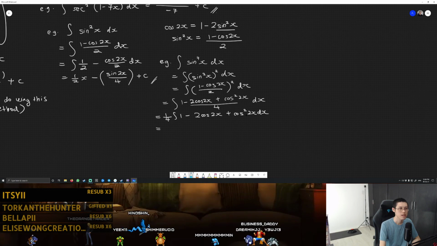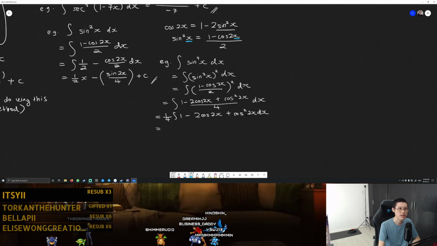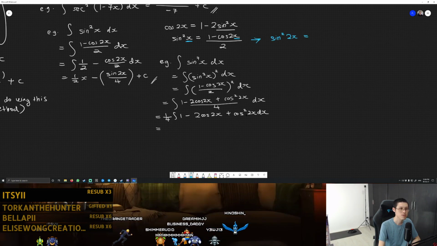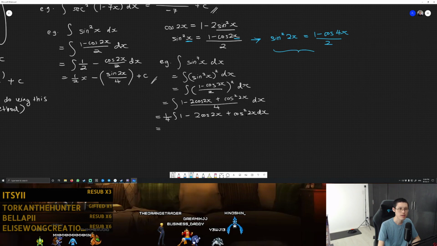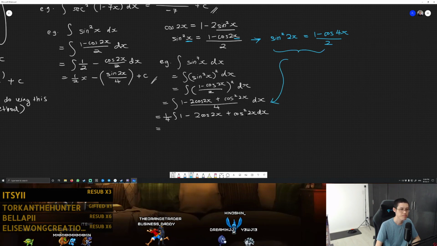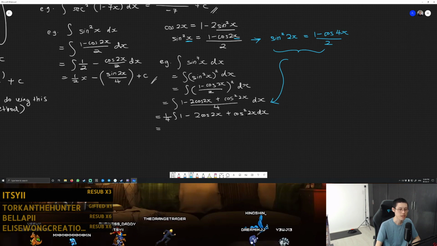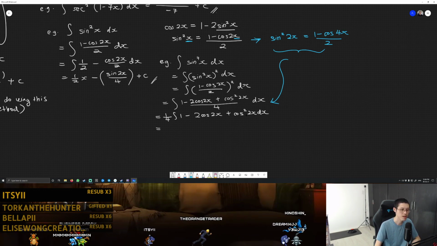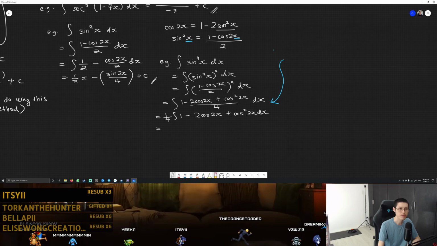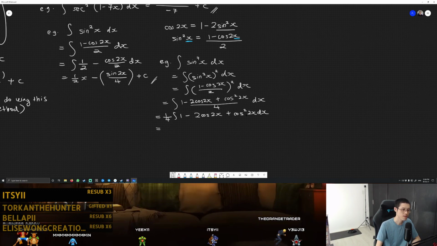Suppose I replace my x here with 2x. What am I going to get? I'm going to get sine squared 2x equals 1 minus cos 4x over 2. So you want to use this one over here. Well, this one is actually cos. Sorry, I was using the wrong double angle formula. Oops, hang on. So what is a double angle formula involving cos squared x?